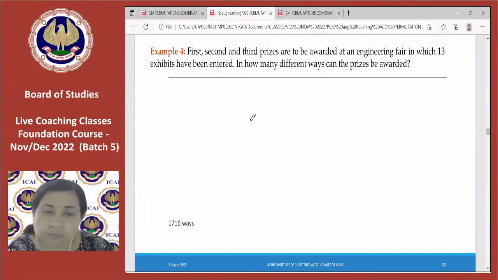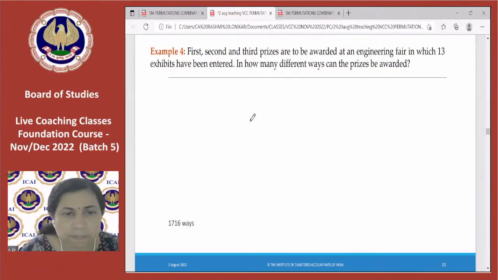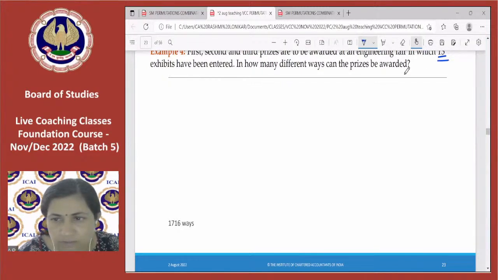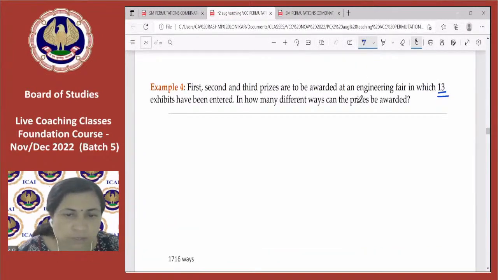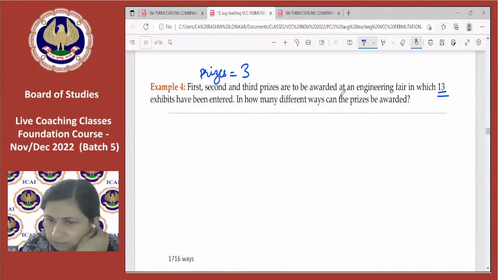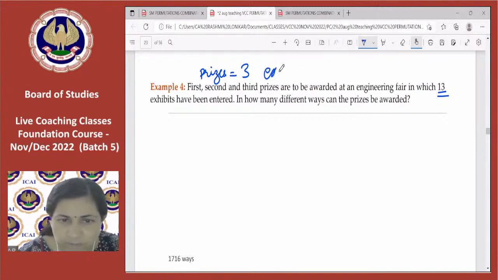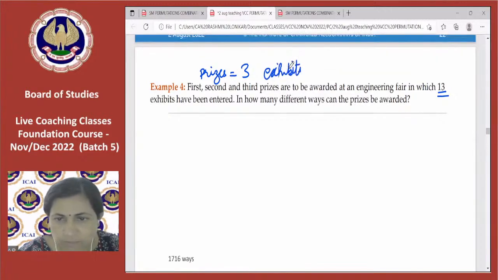Now, first, second, and third prizes are to be awarded at the engineering fair in which 13 exhibits have been entered. In how many different ways can the prizes be awarded? So, 13 exhibits are there. See, the importance is on the numbers. So, 13 exhibits are there. How many prizes are there? 3 prizes. How many exhibits? 13.